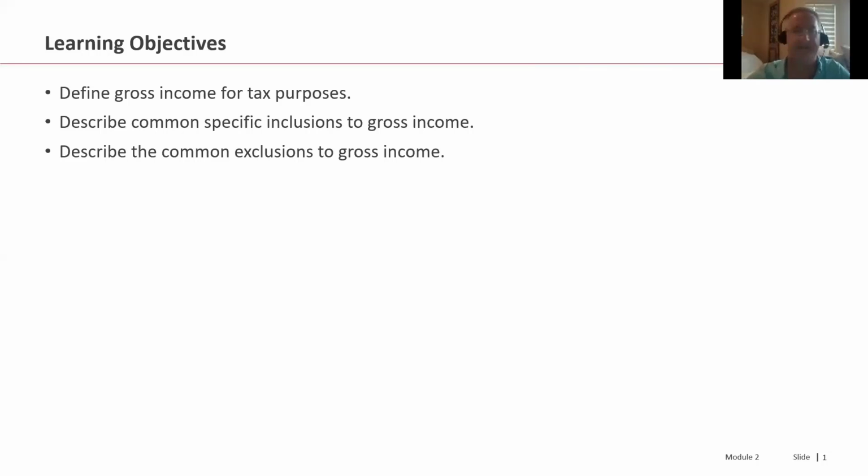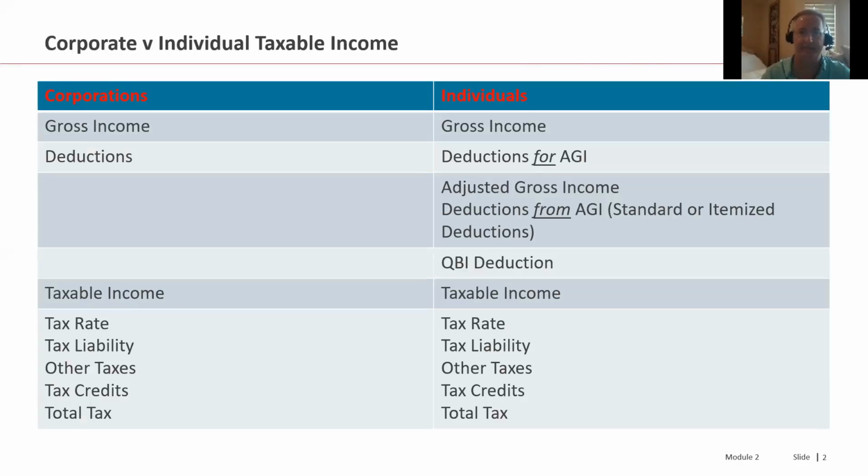So the learning objectives from Chapter 5 are, we're going to talk about what gross income is for tax purposes. We are going to describe specific inclusions and then exclusions to gross income. And so this chapter doesn't have a lot of meat to it, but I've thrown a few things in so that it makes it interesting.